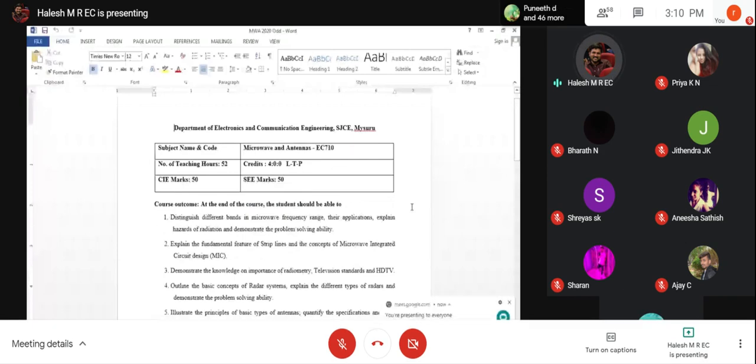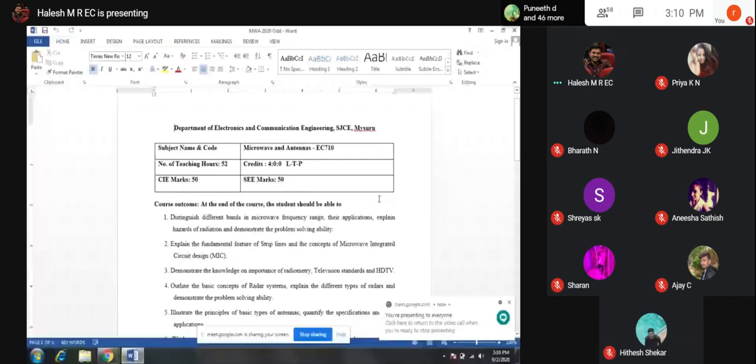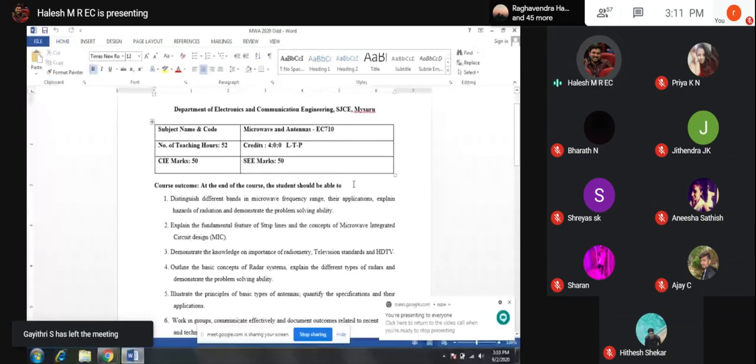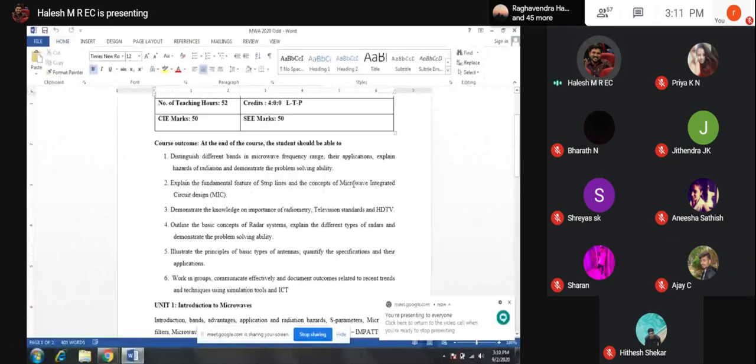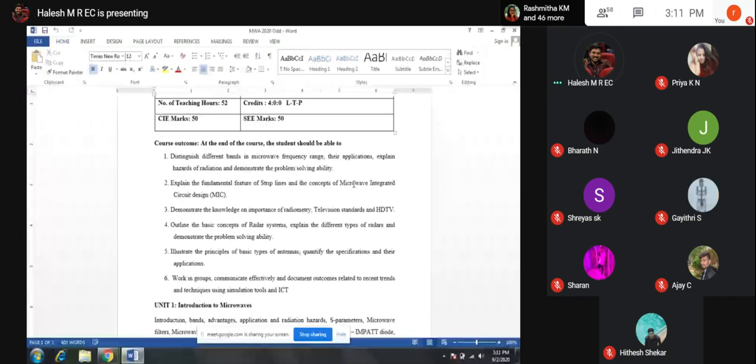So this is your subject, Microwave and Antenna, code EC710. CIE is 50 and SE is 50. You know how it will be conducted. CIE 50 marks will be finalized based on 5 events, each of 20 marks, divided by 2. SE again is 100 divided by 2. So both combined, you will be getting a CGPA.